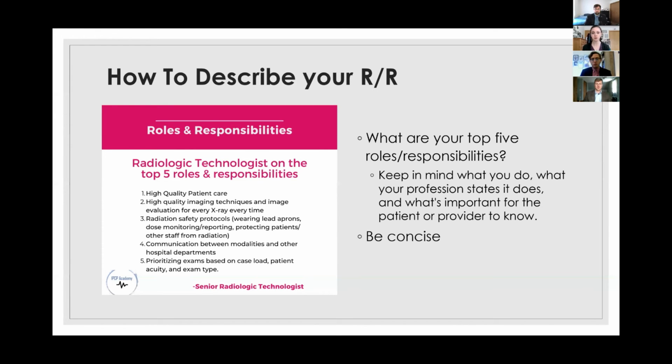Other things to keep in mind when you're doing this are to be concise and practice. So think of this as an elevator speech where you are doing a quick 30-second overview of what your profession does and what your job is and how you're helping the patient. So we're going to take a few minutes right now and practice writing down what your top 5 responsibilities are. And then you can use that to start sketching out your elevator speech on your own.